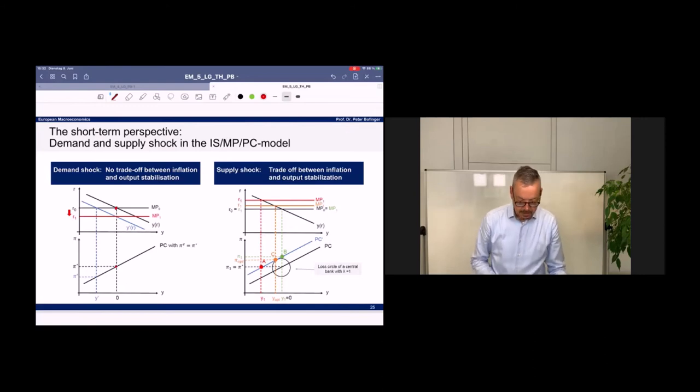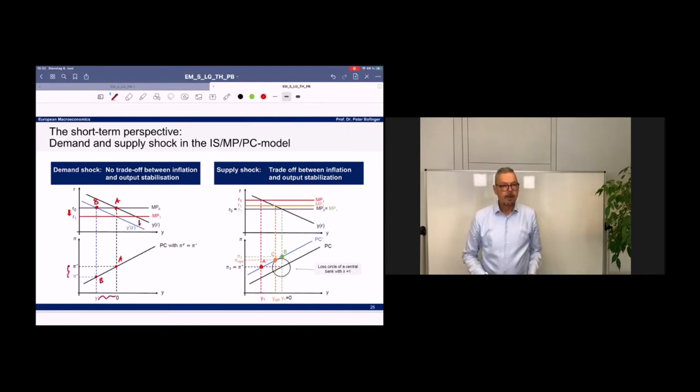equilibrium situation. We have here A. Then we have our negative demand shock. So the IS curve shifts down when we come to point B. And in point B, we can see we have both an inflation gap and an output gap. And then if the central bank responds with a lower interest rate, reducing its interest rate, then we shift to position C. And here A and C are identical. So we close the output gap and we can bring back inflation to its target level. So that's the good news.